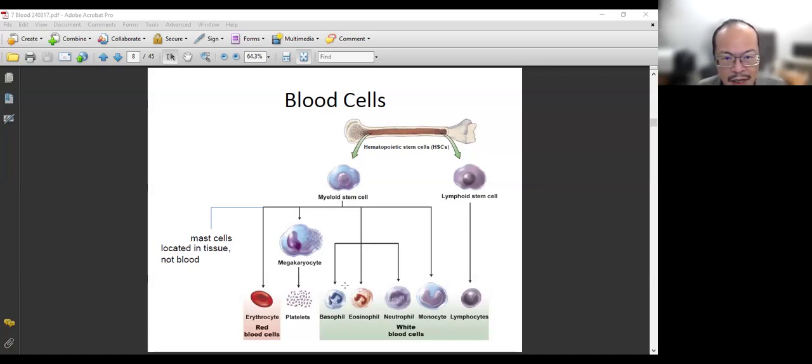It will differentiate to other leukocytes: basophil, eosinophil, neutrophil, and the monocytes. And those include the lymphocytes. These are white blood cells. It will also differentiate into the megakaryocytes, and this one will provide the platelets. And the one that we are focusing on right now is the red blood cell, or erythrocytes. This one also differentiates from the myeloid stem cell.